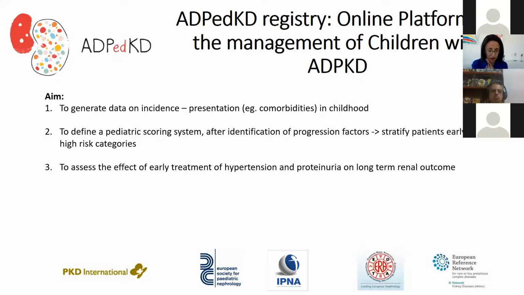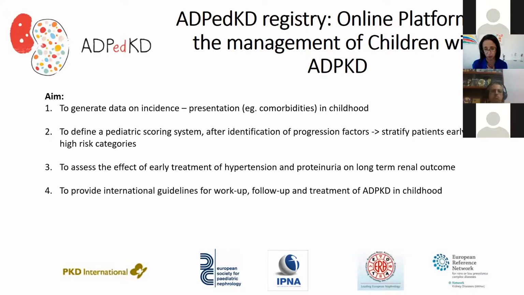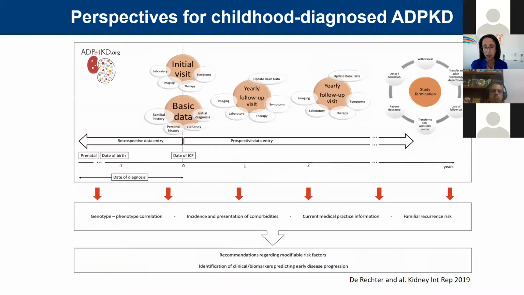Also, I think we need really to follow up these children that we are treating early for their hypertension and proteinuria, and where we are giving this ACE inhibition, because there is no study ongoing on this effect on the long term. And finally, to provide some international guidelines based really on facts. So the registry is actually very nicely done. You have the basic data, where we ask for the familial history, the personal history, then the genetic, and how these patients are initially diagnosed. Then we start with the first initial visit that the patient presented to your hospital, and we build in prospective data with your yearly, or however you are following these patients.